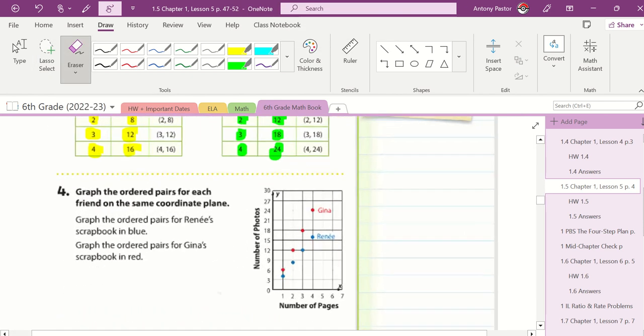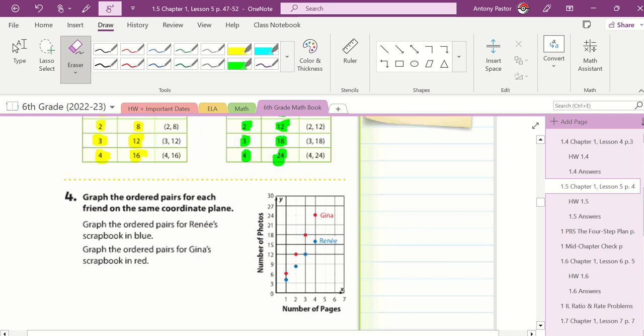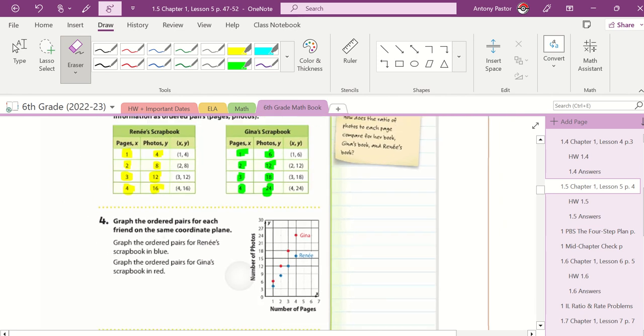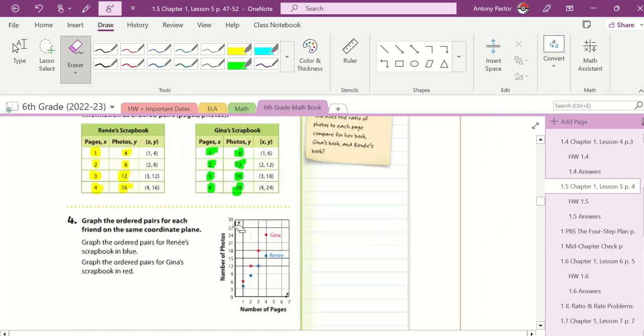Graph the ordered pairs for each friend on the same coordinate plane. So they're graphing them here, but in different colors. We're going to start with Renee. Renee will be in blue. As you notice, 1, she has 4 pictures. 2, she's got 8 pictures. 3, she has 12 pictures. Renee's line is going to look like this if it keeps going.